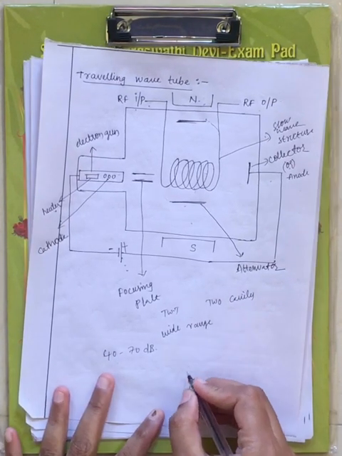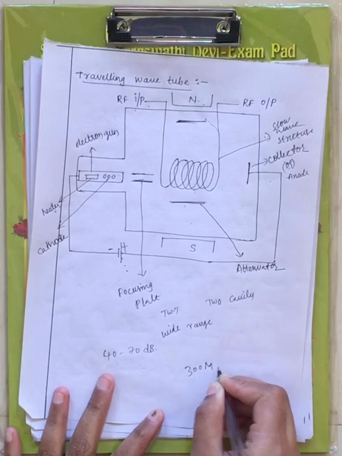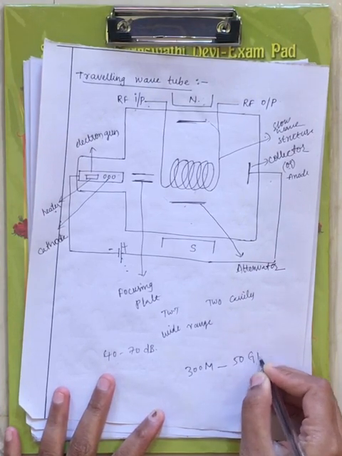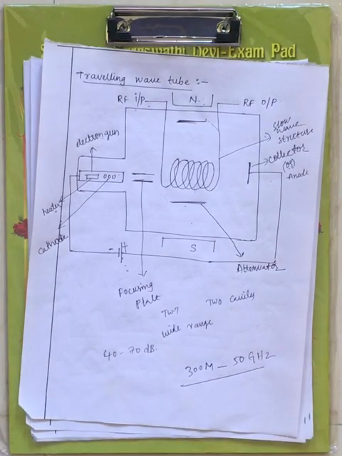Its operating frequency is 300 megahertz to 50 gigahertz, and it can provide output power of your amplified signal from a few watts to megawatts. From a few watts to megawatts, you can get a large amount of power after amplification of your signal. These are the advantages of your traveling wave tube over other amplifiers such as two cavity or multi cavity klystron.